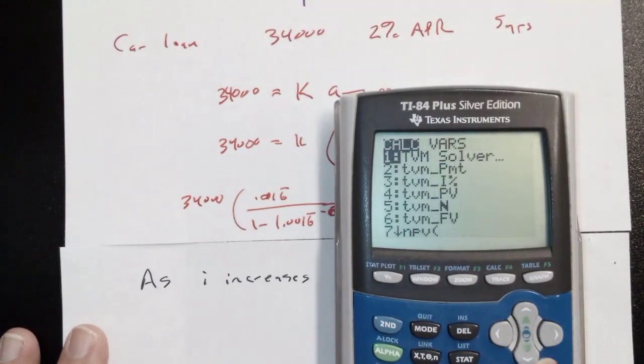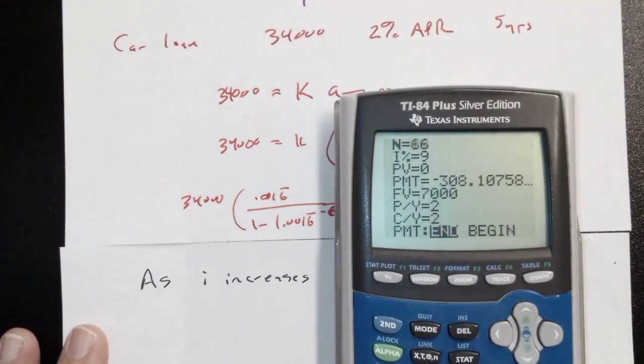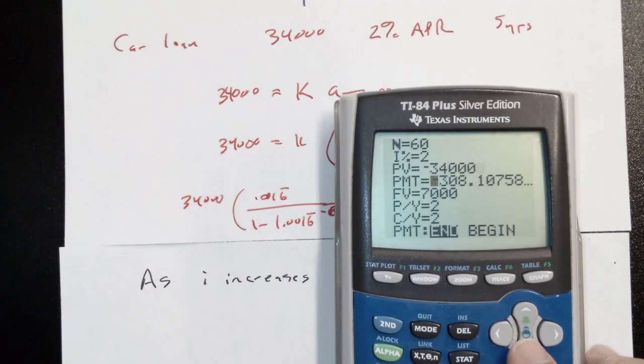Apps, finance, solver, 60 payments at 2%, a present value of 34,000. I made it negative because that's money going out. A future value, I'm going to pay off the car, right? I'm making 12 a year, at the end of each month, solve for the payment. There you go. Same exact calculation we did by hand. It did automatically.